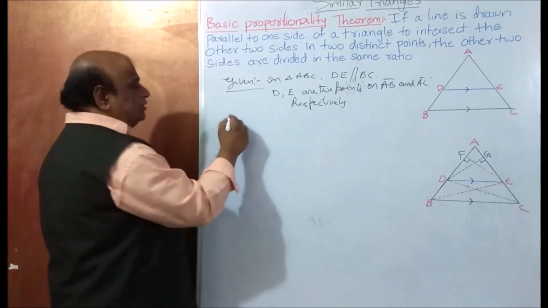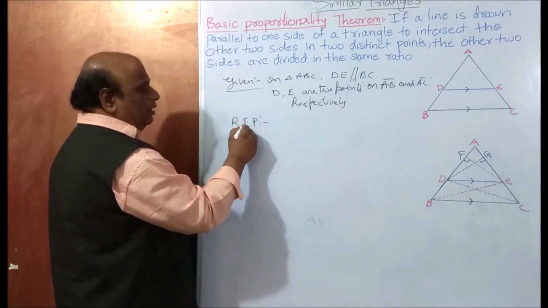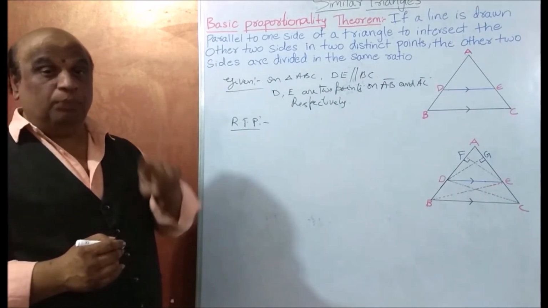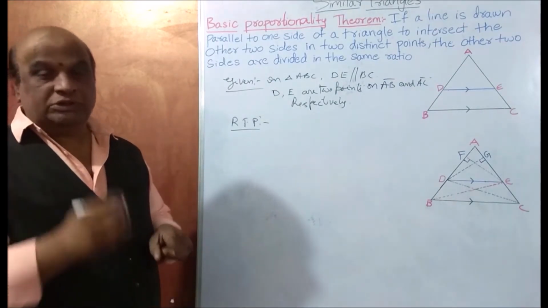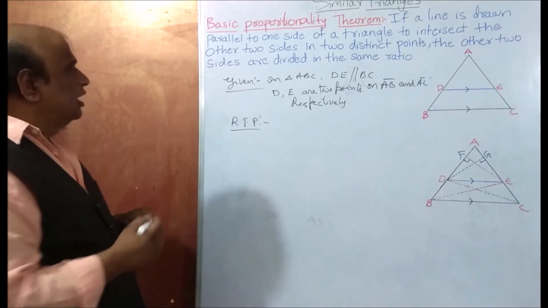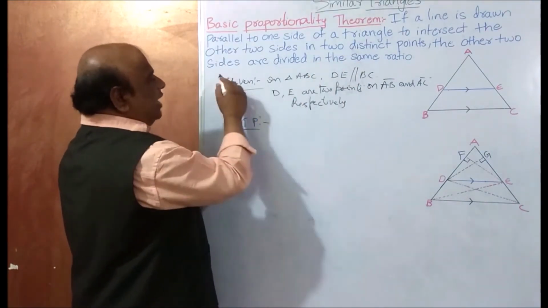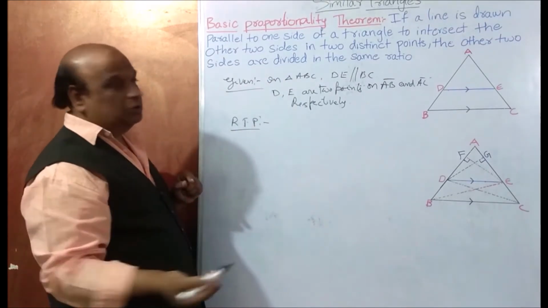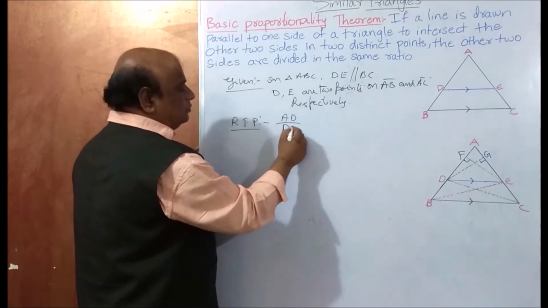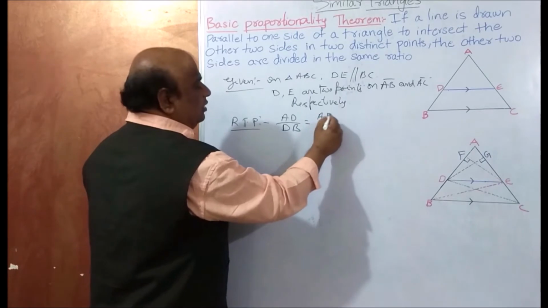Next, RTP. What is the full form of RTP? Required to prove. Which one do we have to prove? That is the conclusion part. What is the conclusion part here? The other two sides are divided in the same ratio. Same ratio means AD by DB is equal to AE by EC.